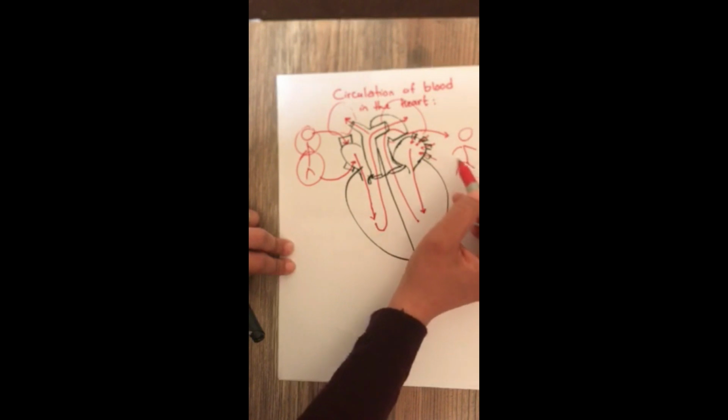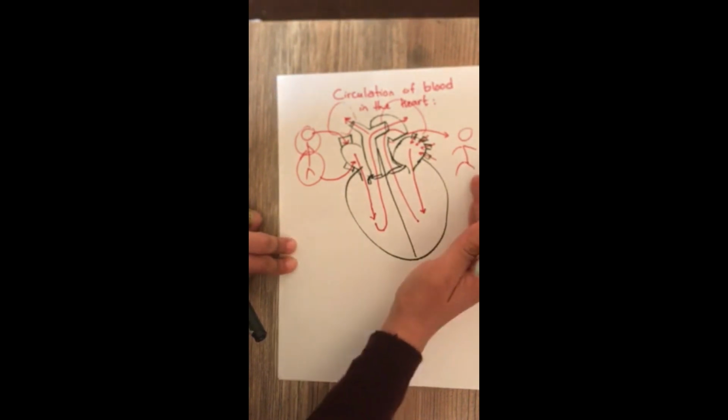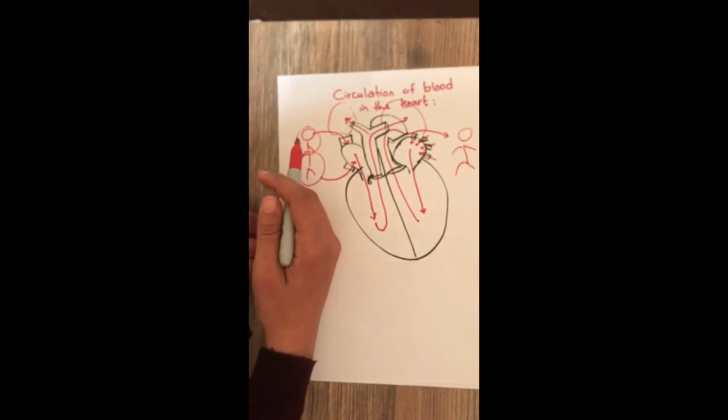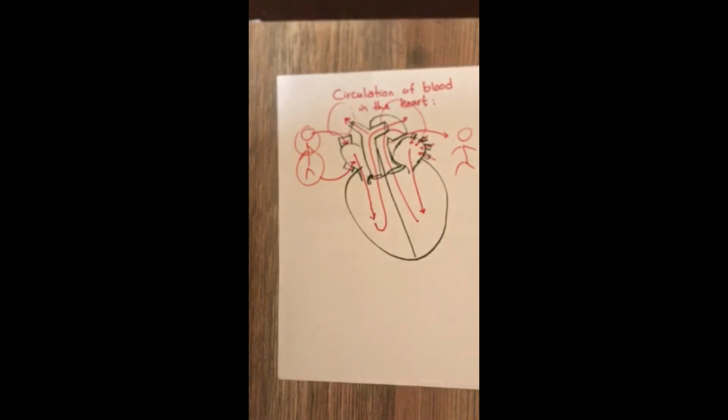Now, the blood which reached the body is oxygenated, and blood which left the body is deoxygenated. The question is, which blood vessels connected to the heart carry oxygenated blood and which blood vessels carry deoxygenated blood? Can you answer this question? Okay, you can pause the video and take your time to answer this question, or let's make it more specific.